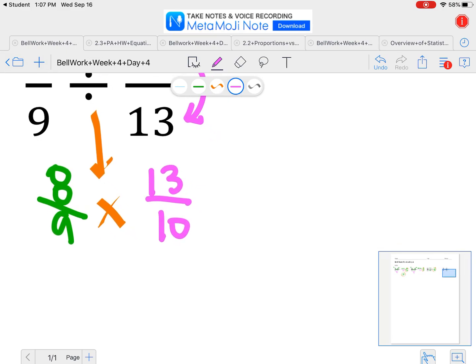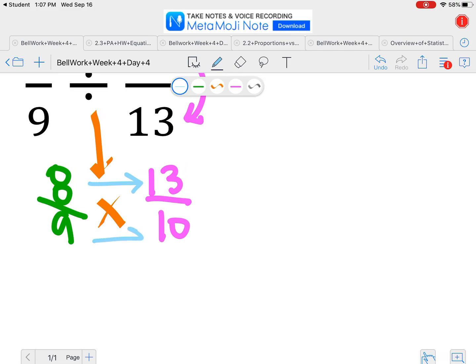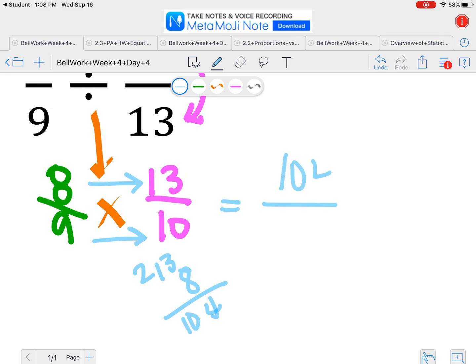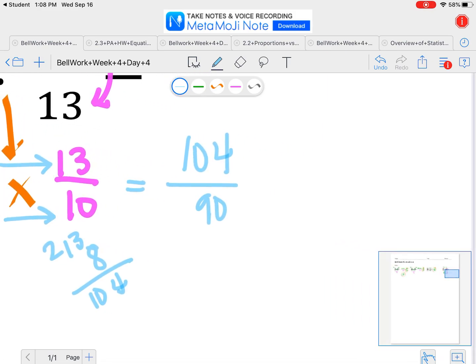Now I can multiply straight across because that's how you do fractions, going straight across. When you multiply 8 times 13, it is 104. And then 9 times 10 is 90. So that is definitely an improper fraction. I could subtract these. I get 1 whole.